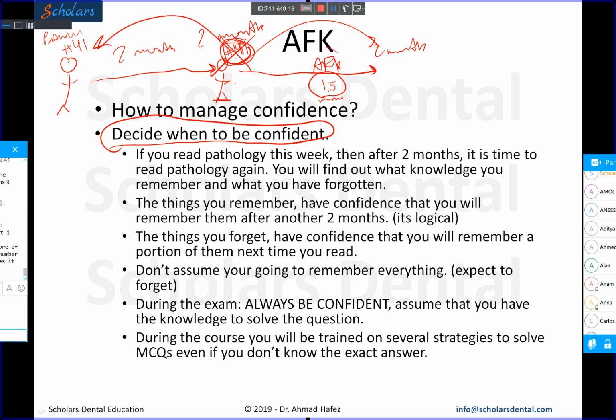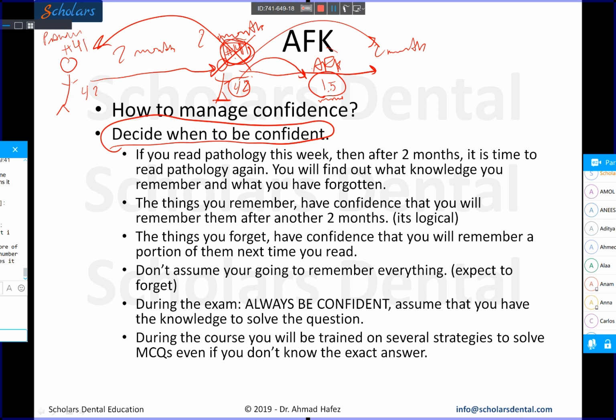Okay, now you read card 30. Let's say you've read card 42, and here you notice that you don't remember anything in card 42. Well, okay, that means in 2 months I forgot card 42. So that means I should, just to be careful, read it again before the exam somewhere. Okay, so it's kind of like that.